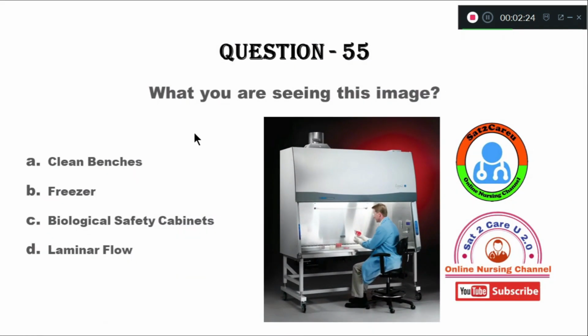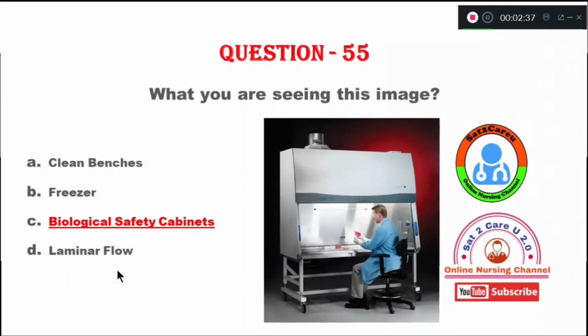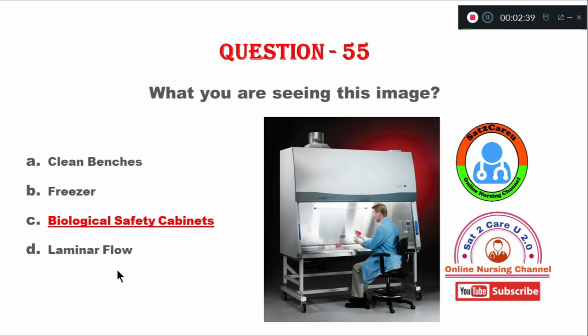Question number 55. What are you seeing in this image? Option A, clean benches. B, freezer. C, biological safety cabinets. Option D, laminar flow air. So the image shows option C, biological safety cabinets.